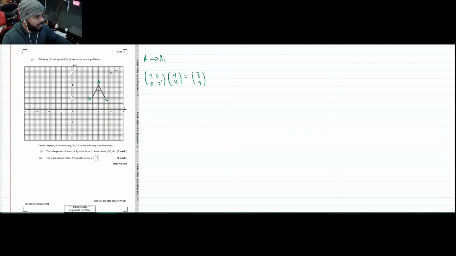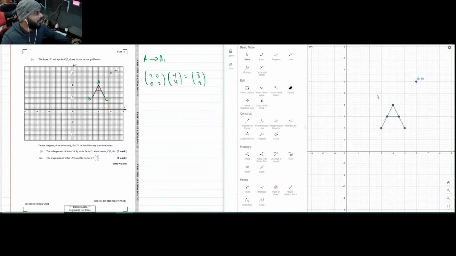You don't have enough space on the diagram to draw this. Oh, this is with center of origin 0. Okay, we can't use the calculation. Sorry. The calculation depends on the center of enlargement being 0, 0. We had it right. So let me jump back into GeoGebra here.